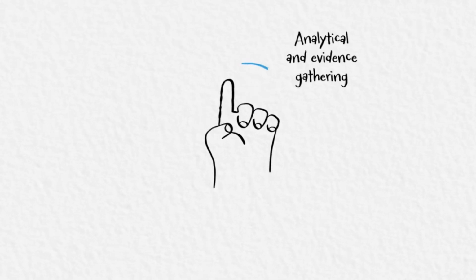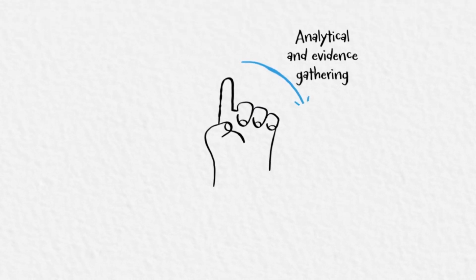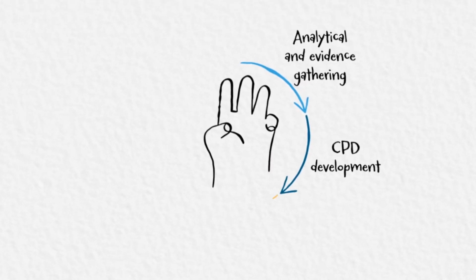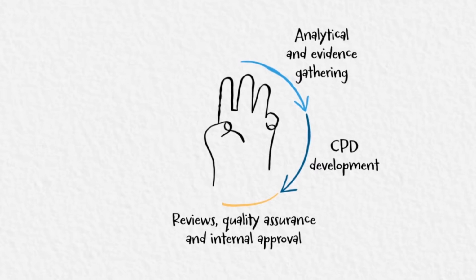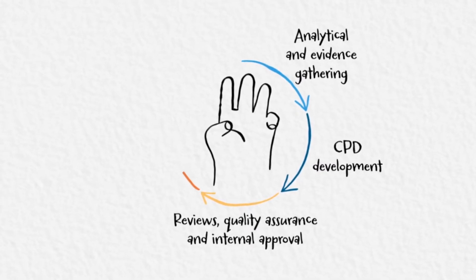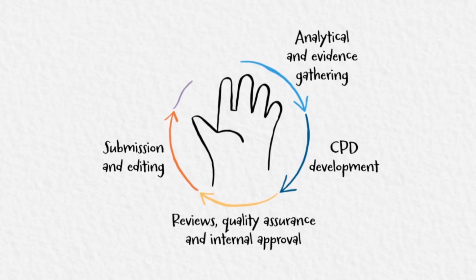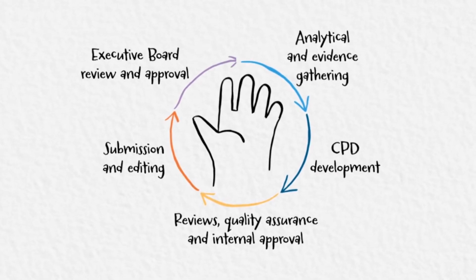Step 1, analytical and evidence gathering. Step 2, CPD development. Step 3, reviews, quality assurance, and internal approval. Step 4, submission and editing. Step 5, executive board review and approval.